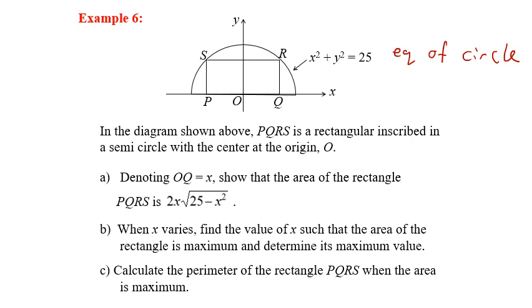Right. Denoting OQ equals to x, show that the area of the rectangle is 2x times square root of 25 minus x squared. And then for question B, when x varies, find the value of x such that the area of the rectangle is maximum and determine its maximum value. And then C, calculate the perimeter. So remember, the first one, show. Second one, area maximum. And then third, the perimeter.